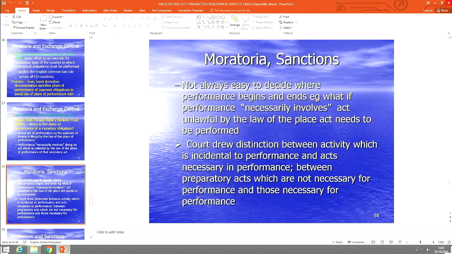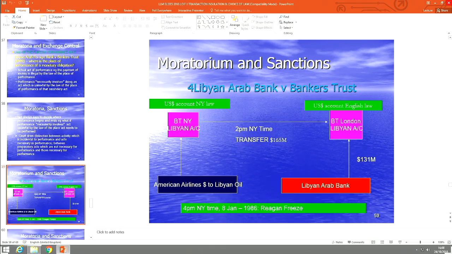There was a case decided which looked at this question because it is not always easy to decide exactly what constitutes performance. Is it simply the payment of a payment obligation, or is it wider than that? And I'm going to take you to the Libyan Arab Bank case and tell you what happened.